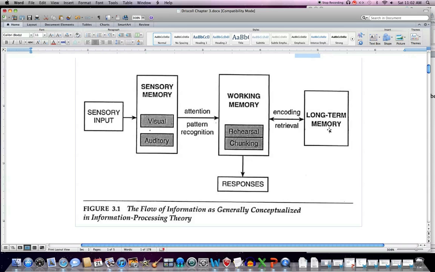Long-term memory, on the other hand, is permanent. Everything that gets processed and pulled through here is in long-term memory. Now, can we access all of it? It depends on how efficient our encoding was. Good encoding leads to good retrieval. So that's our overview of the system right there.